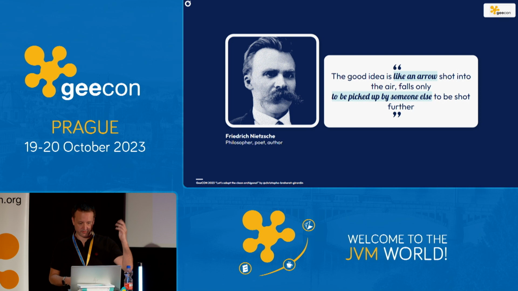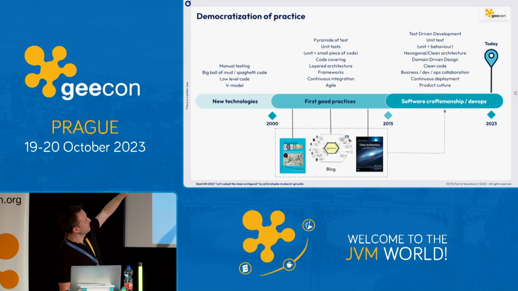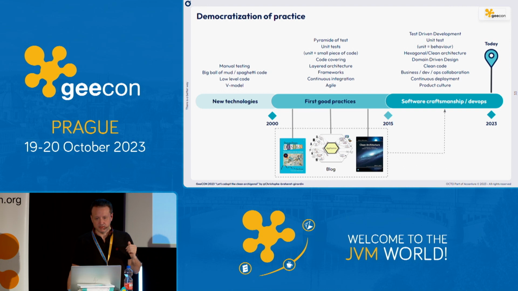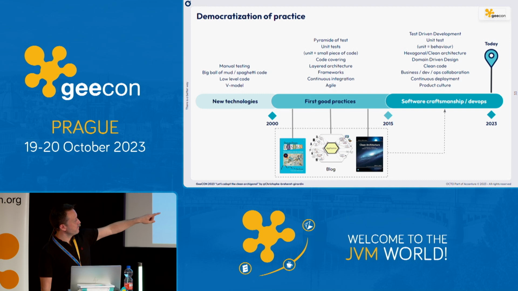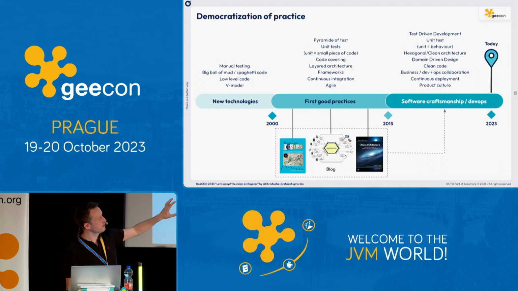This is a democratization of practice. I talk about spaghetti code, V-model, then there was agile, some pyramids, some continuous integration. And now you have to be there. In the meantime, there were books or blogs or whatever, on DDD, on architecture that emerged at that period, but were not mostly used. Now they are used. And DevOps too. Who is there?